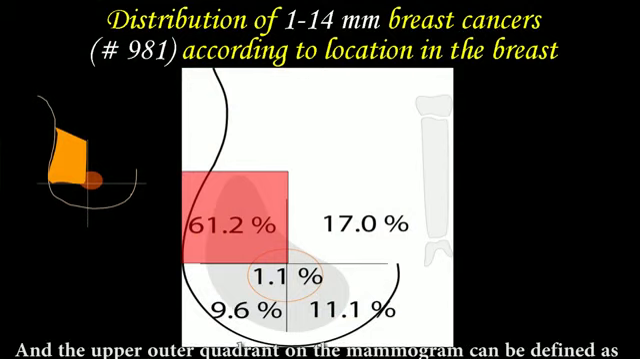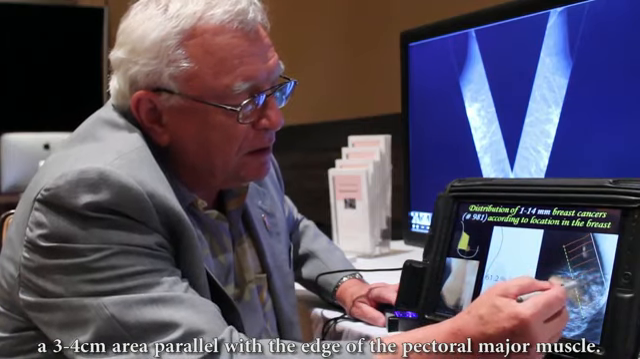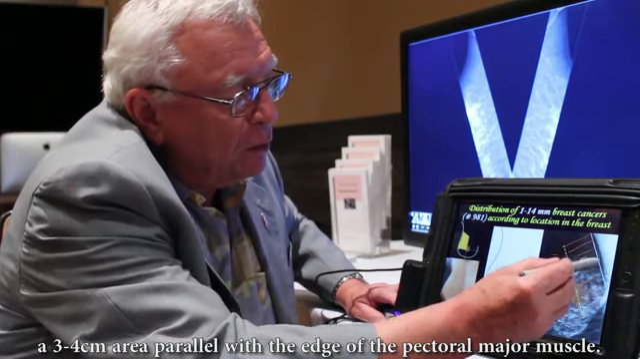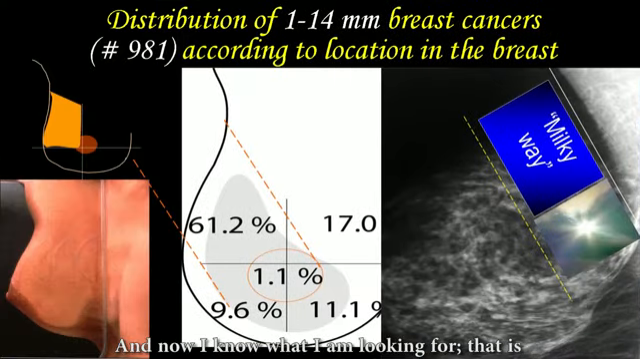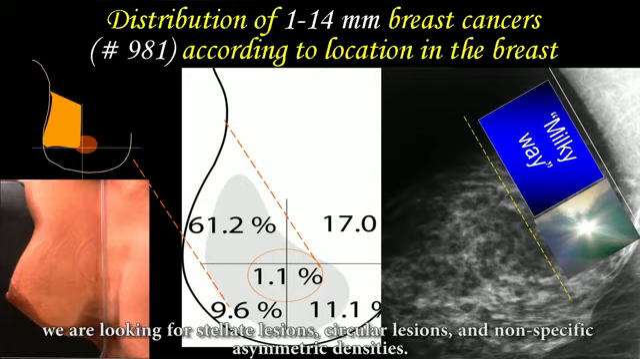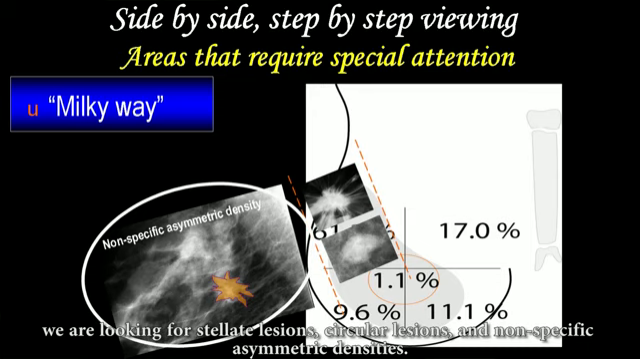And the upper outer quadrant on the mammogram can be defined as a 3 to 4 centimeter area parallel with the edge of the pectoral major muscle. And now I know what I'm looking for. That is, we are looking for stellate lesions, circular lesions, and non-specific asymmetric densities.